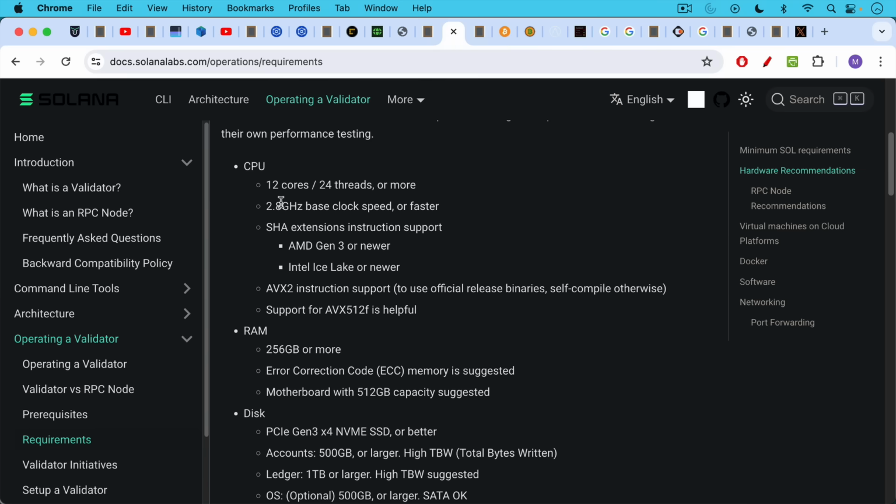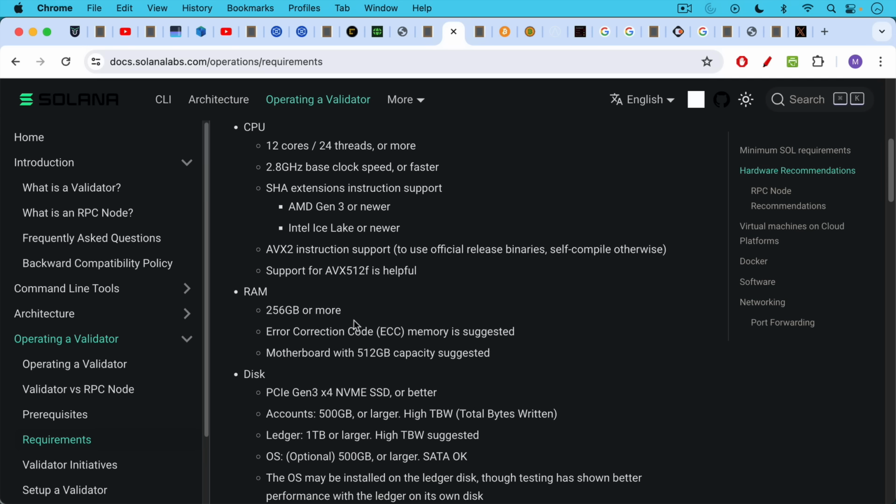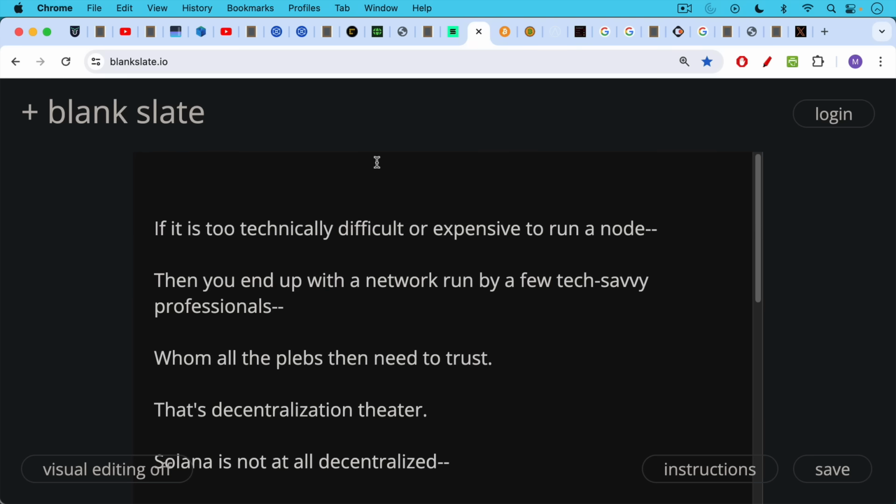If we look at the requirements, CPU 12 cores or 24 threads, 2.8 gigahertz base clock speed, that's not too bad. But then if we look at the RAM, 256 gigs or more. To put that in perspective, this $2,000 or $3,000 Mac desktop has, I believe, 32 gigs of RAM. So this gets very, very expensive and it becomes very technical very quickly.